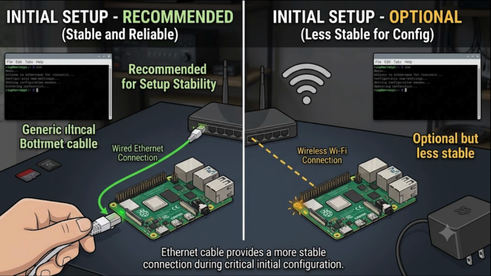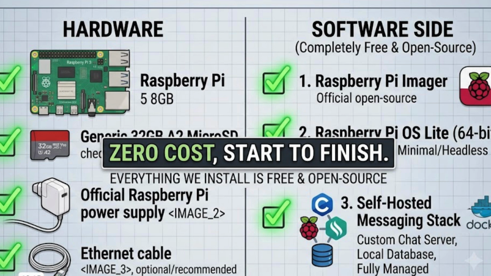An Ethernet cable is optional but recommended for the initial setup. It's just more stable than Wi-Fi while we're configuring things. And on the software side, everything we install today is completely free and open source. Raspberry Pi Imager, Raspberry Pi OS Lite, and a self-hosted messaging stack, zero cost, start to finish.